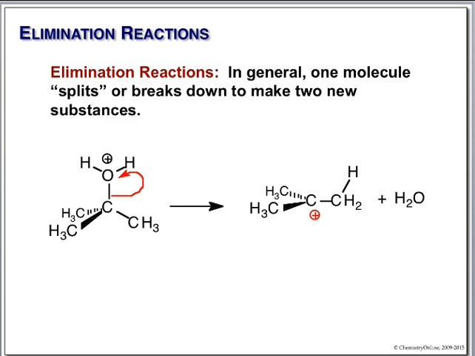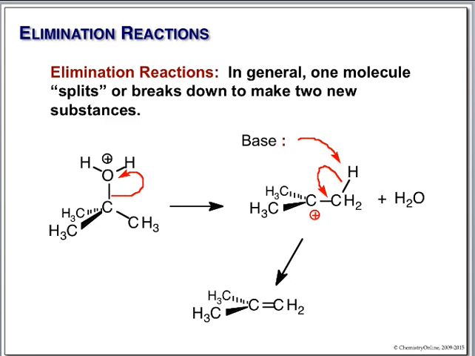The next step to get the alkene, what we have to do is take the electrons from one of these hydrogens and move them in to neutralize the carbocation. This can be any base whatsoever. Base pulls this off, the electrons flow back in, and suddenly we have our alkene product.